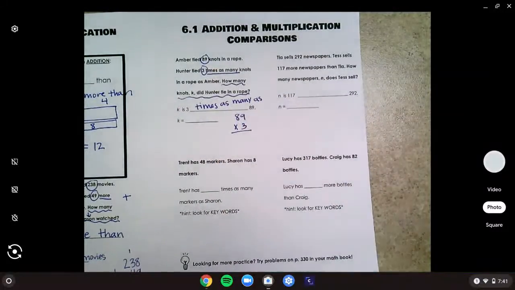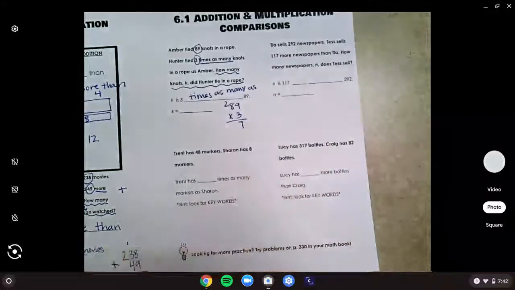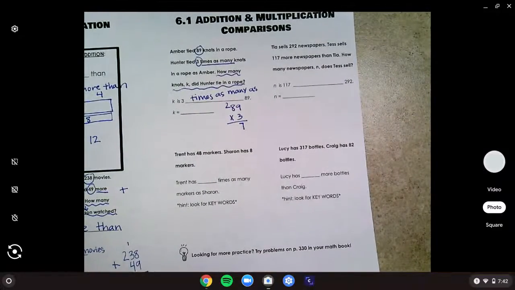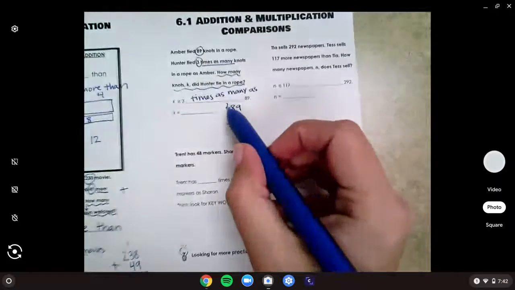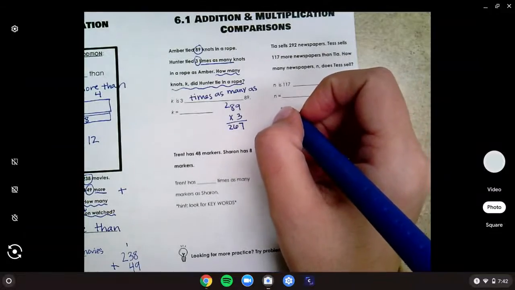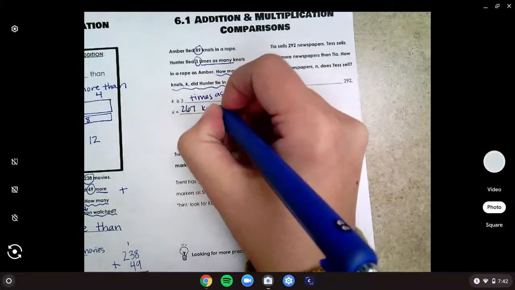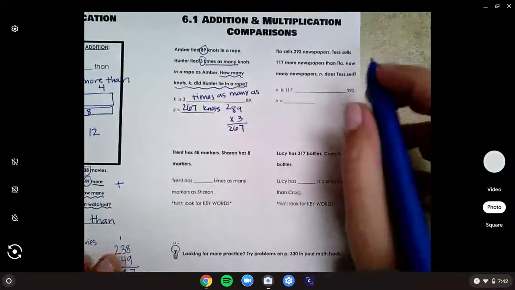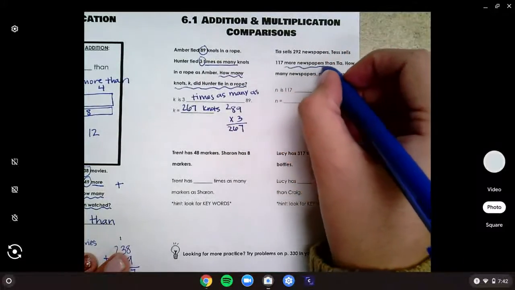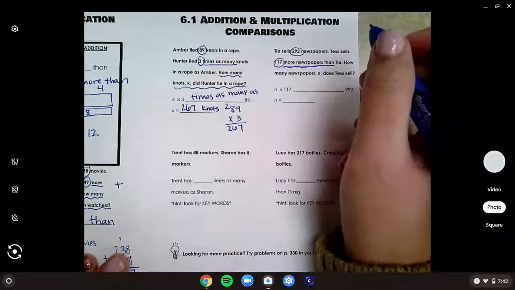Well, let's see. 9 times 3 gets me 27. Carry my 2, my 7. All right, then we do 8 times 3, which is 24. Remember, we have to add the 2. So that's 26. So K is 267 knots.